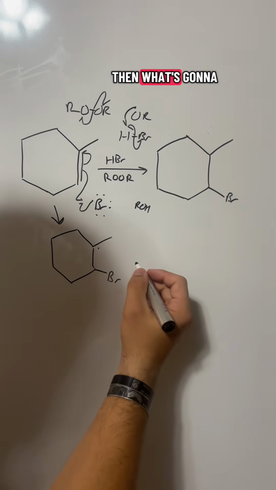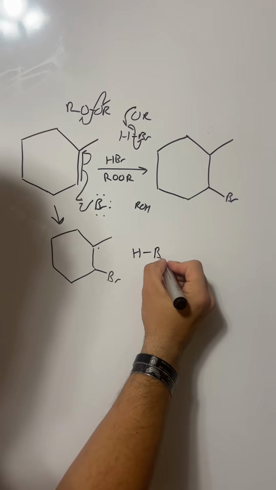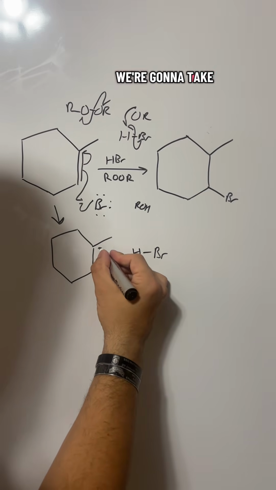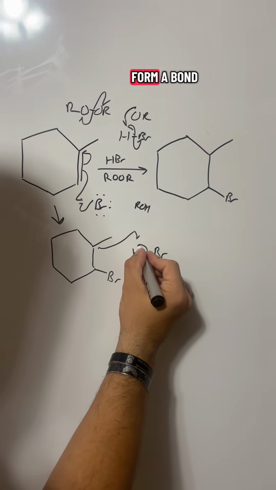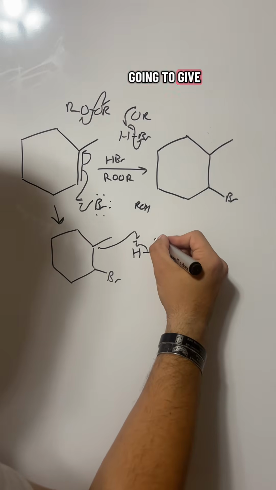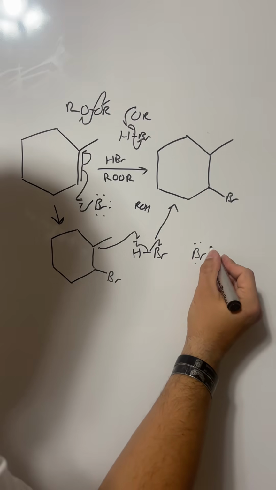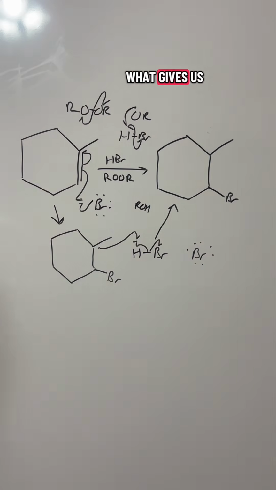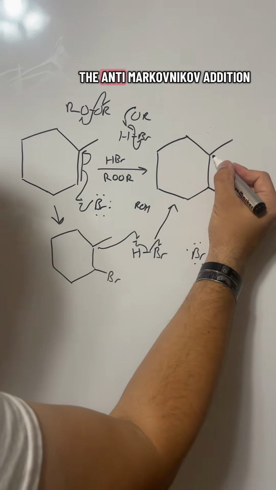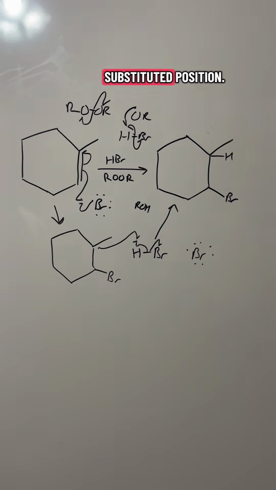Then, what's going to happen? We're going to have another HBr. I'm going to do this all over again. We're going to take our radical electron, and we're going to form a bond with one electron from here, kicking one up there. And that's going to give us our product, and we're going to have a bromine radical left over. And that's what gives us the anti-Markovnikov addition with the bromine at the least substituted position.